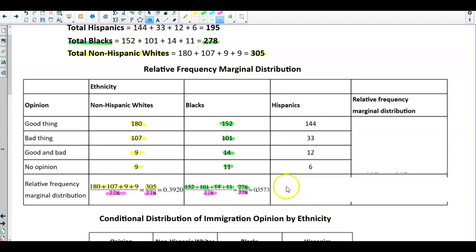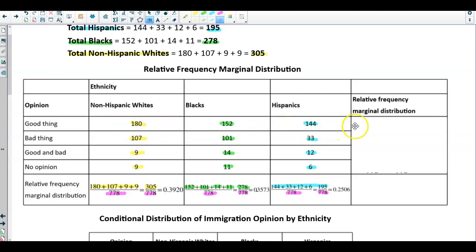Next, we find the total of the third column, which we have already done, the total of the Hispanics column. Total Hispanics is 144 plus 33 plus 12 plus 6, and we know we got 195 for that total. We divide it by the table total of 778, which gives us 0.2506 relative frequency.